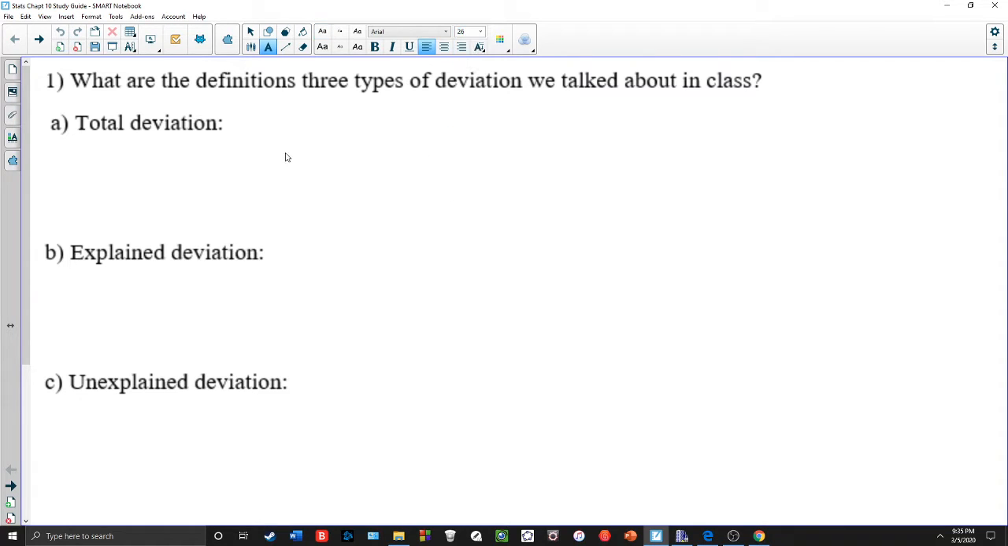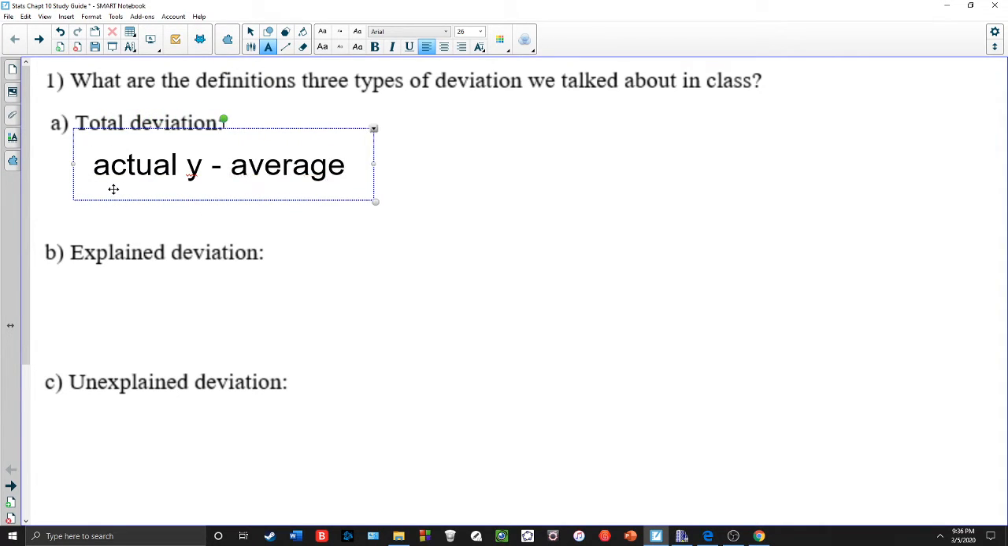So remember, we had, as it says here, three types of deviations that we were looking at. We had total deviation, explained deviation, and unexplained deviation. So total deviation was how far away the average was from the actual values, usually of y. So this was the actual value of y minus the average value of y. So how far away our point that we're looking at, our instance, our one unit, was from the average of what we usually got.